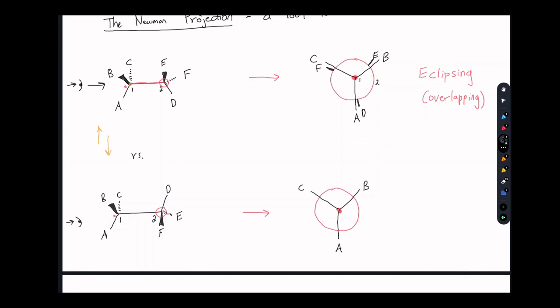Now, the second carbon has been rotated. Again, my advice is always to look at the things that are straight in line with the page, not the wedges and dashes first. And here you can see that from this perspective, we would see that D is actually going upwards from carbon 2. So we would draw that in like this.